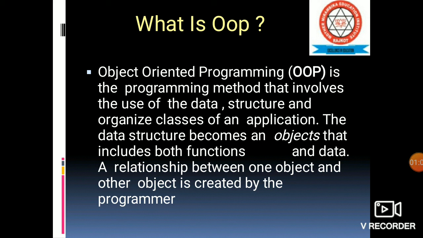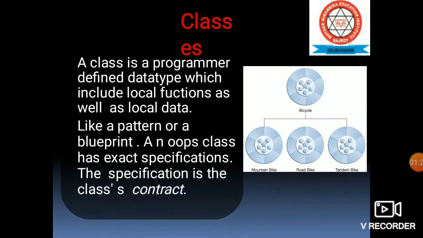Object-oriented programming is a method that involves the use of data structure and organizes classes of an application. The data structure becomes an object, and that includes both functions and data. And a relationship between the object and other objects is created by the programmer. Very basic fundamental of object-oriented programming is the class and object. So let's see what is class.